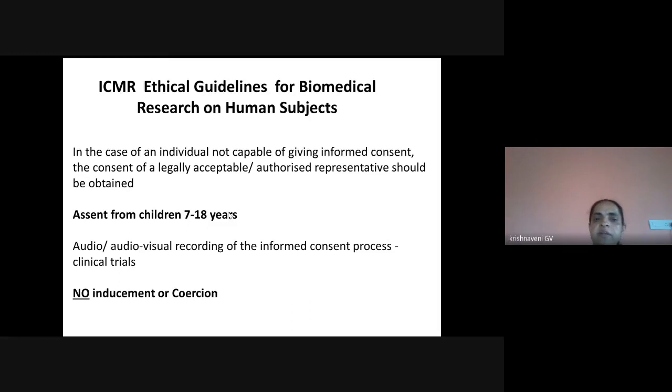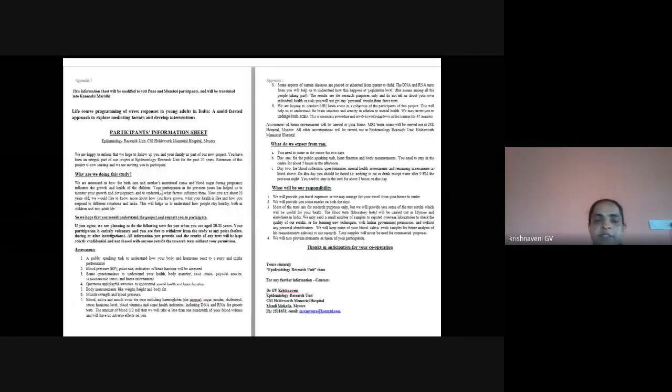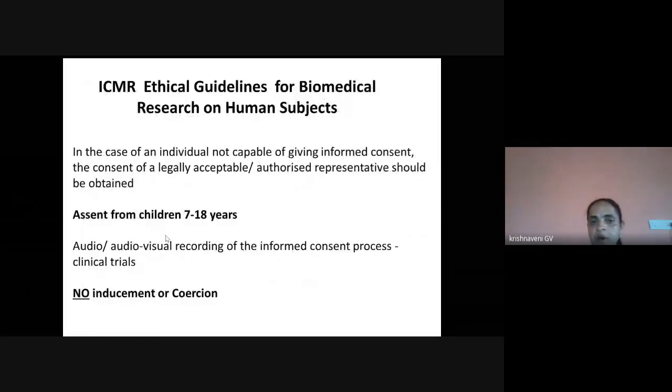Below 7 years, the ICMR considers that children below 7 years are not capable of even giving assent. So the whole decision will be taken by the parents in this situation.